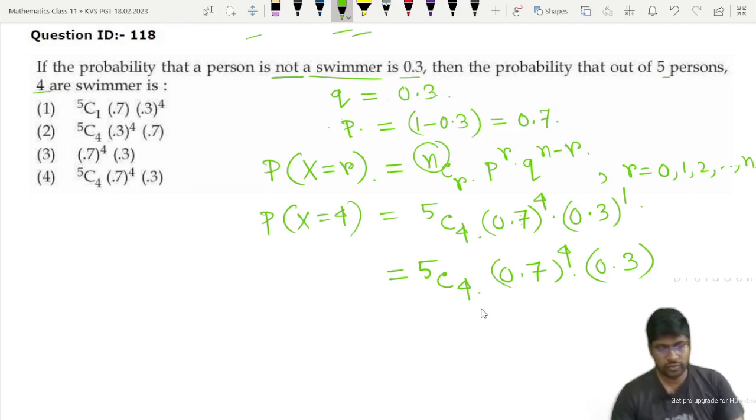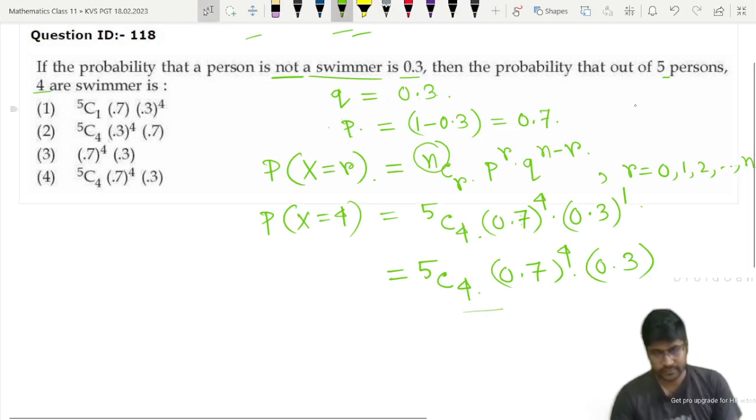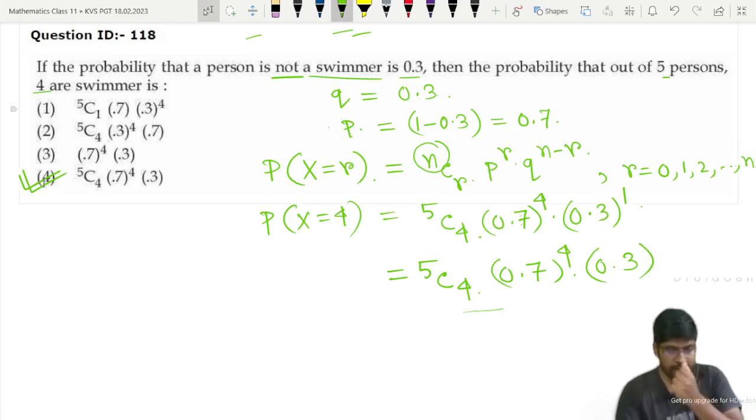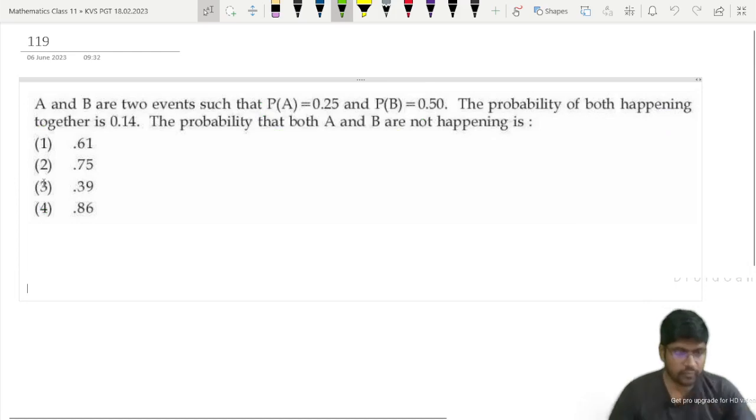Now look at the options. Which option is correct? 5C4 into 0.7 to the power 4 into 0.3. Okay, option 4 is the correct answer. Now let's go to the next question, question number 119.